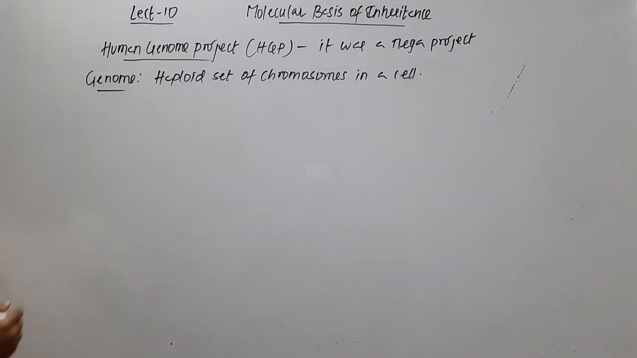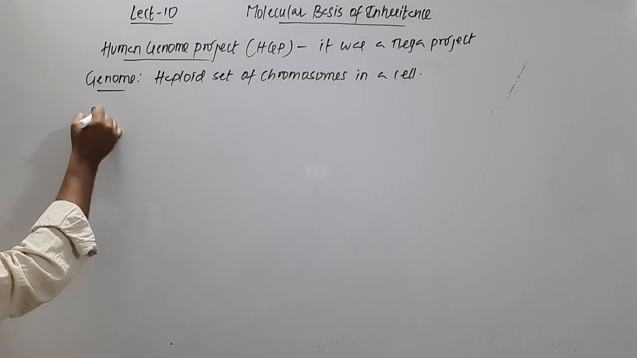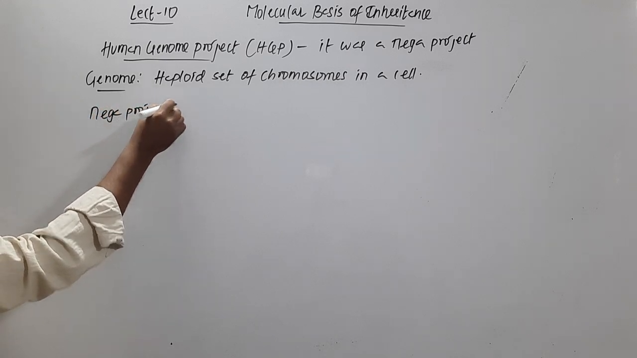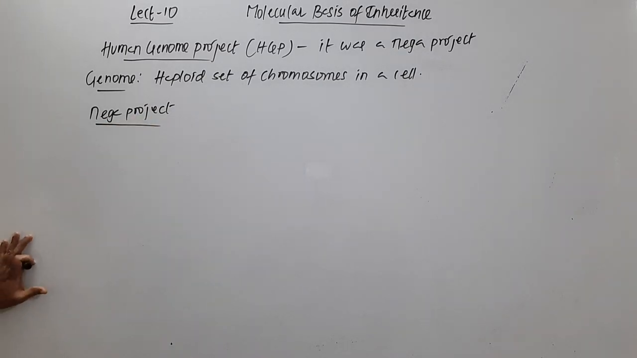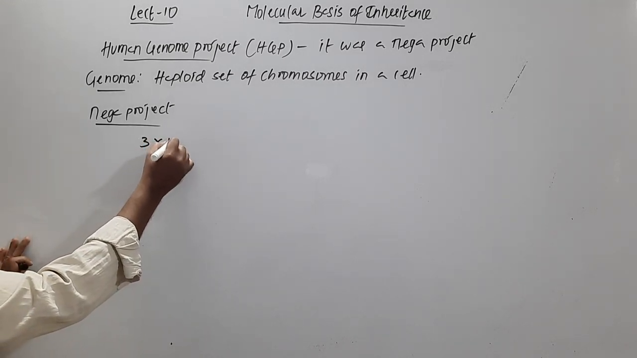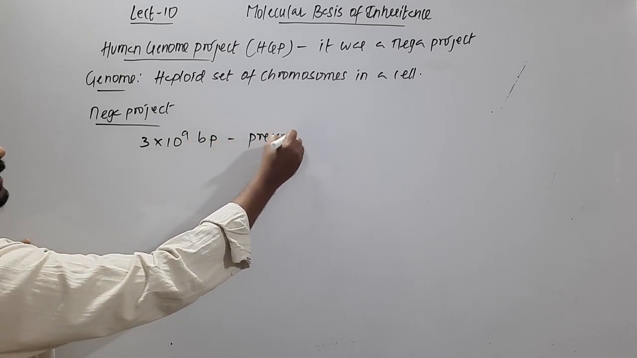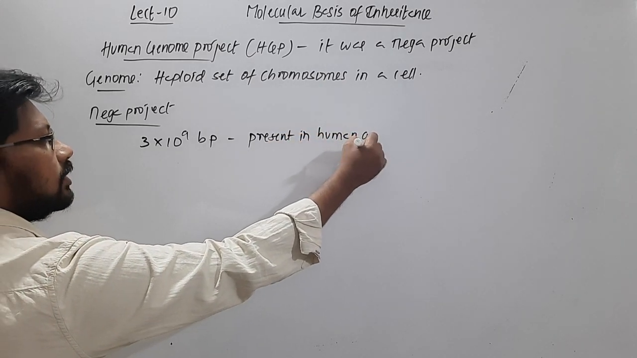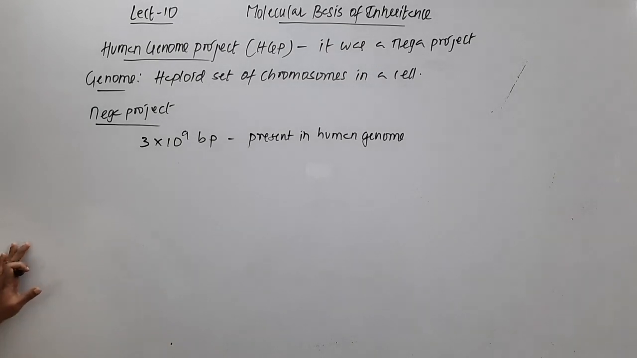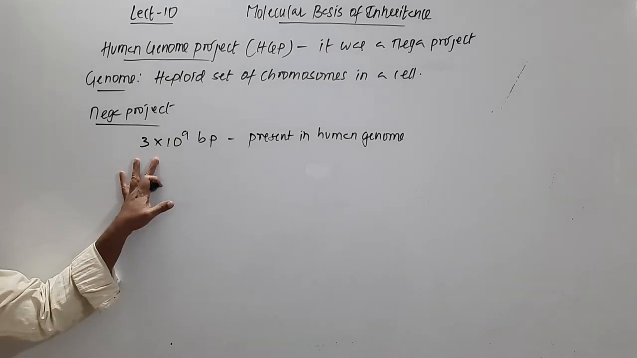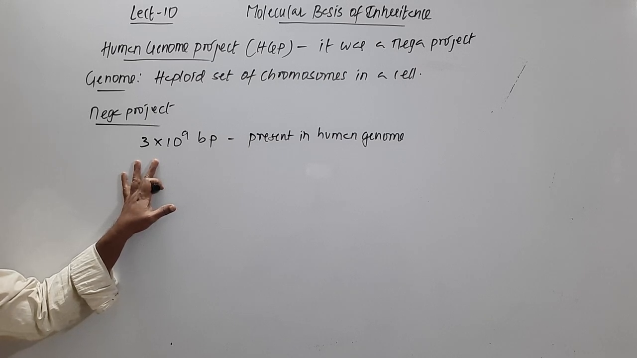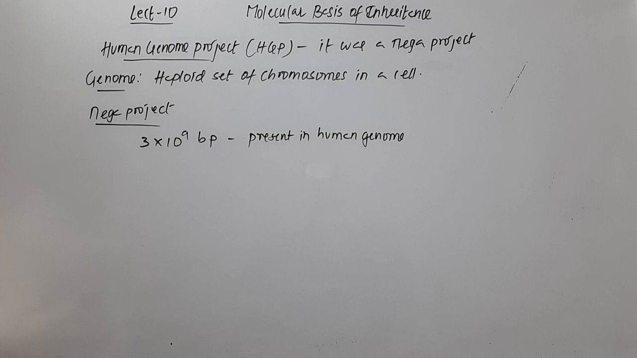So why is it called a mega project? We know that the human genome has 3 into 10 to the power of 9 base pairs present. Of course, you can take 3.3 into 10 to the power of 9 base pairs actually present in the human genome, right? Here I have just taken 3 into 10 to the power of 9 base pairs.